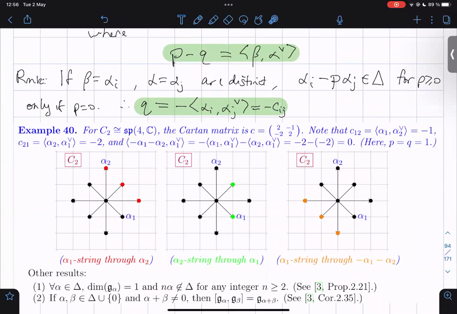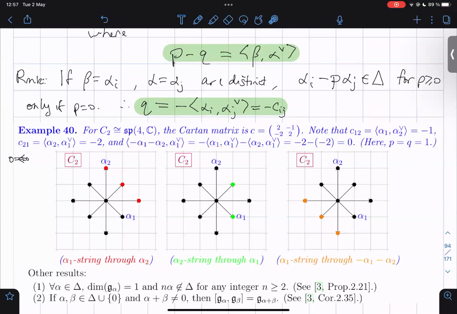C2 is this guy. This is the root system, the Cartan matrix. So you unfold what the Dynkin diagram is. Maybe I'll write down what the Dynkin diagram is. So the Dynkin diagram looks like that. You unfold from that what the Cartan matrix looks like, and it looks like that. So C12 is -1, so that's this guy. C21 is -2. Okay, let's forget this right now.